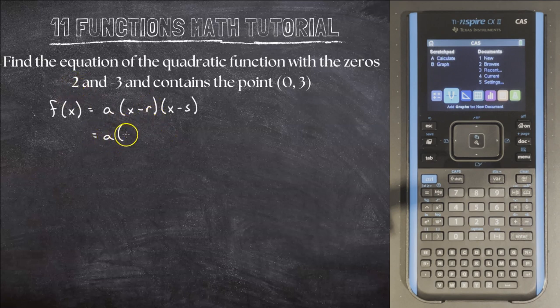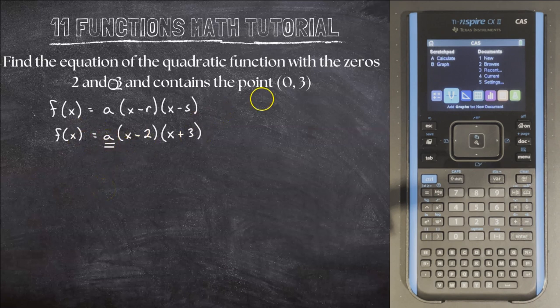So it would be a times x minus r is 2. And the other one would be negative 3. Now this is going to have a negative, so if s is negative and we're subtracting a negative, that's a double negative, so that's going to be x plus 3. Now, we still haven't figured out what this stretch or compress factor a is.